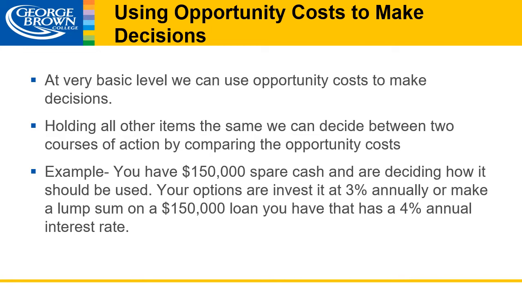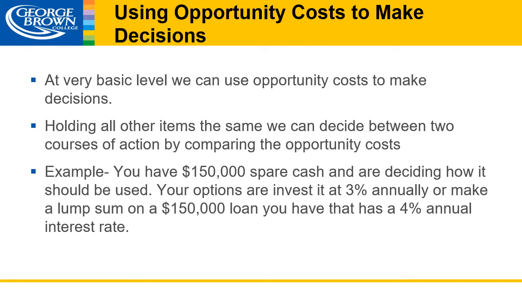Okay, for example, let's say you've got $150,000 spare cash in your business. You're deciding how it should be used. You have two options. One, you can invest it at 3% annually. So you're going to invest $150,000 at a 3% interest rate, and you're going to make interest off of it. Or you can make a lump sum on your $150,000 loan that has an annual interest rate of 4%.